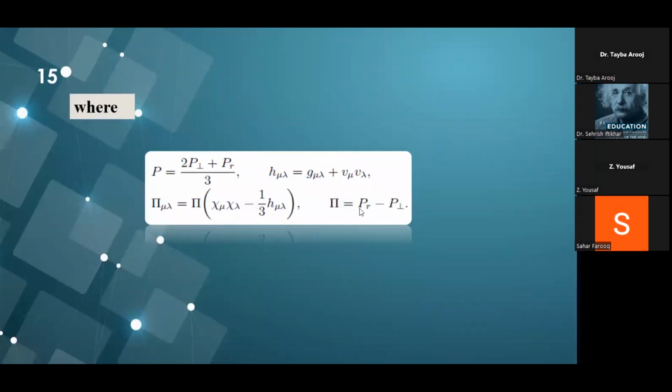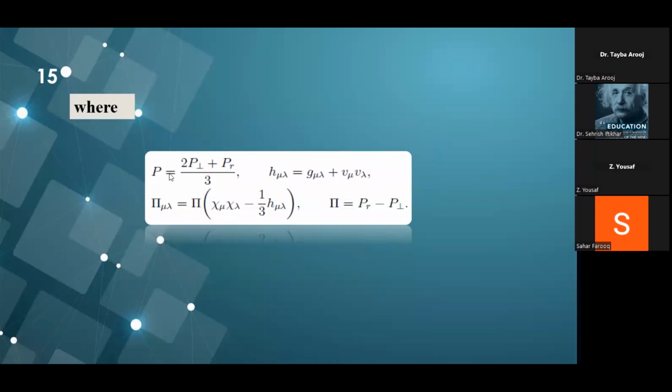Pi is P_r minus P_T. What is P_r? I assume that our system is coupled with a fluid which is anisotropic in nature. Anisotropic means directionally dependent pressure. So there will be two pressures, one along the radial direction and another perpendicular to that one. The one along the radial direction is represented by P_r, and the one perpendicular to it is represented by P_perp.